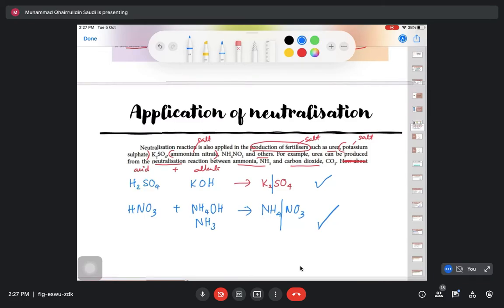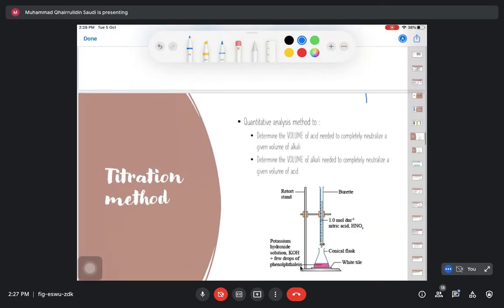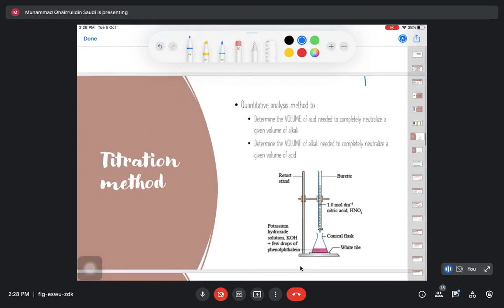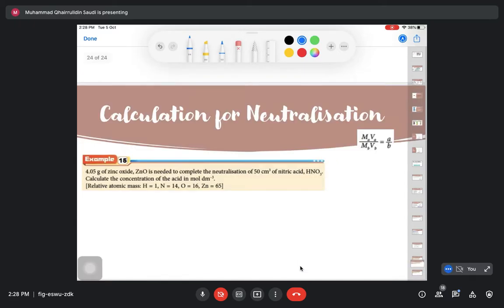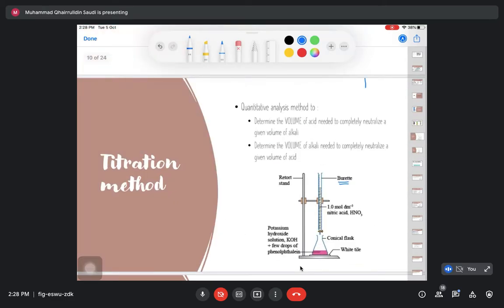Good. Next one is the titration method. Now we are going into experiment. So what is the titration method? You titrate something, by using a burette. Now you have to familiarize yourself with this setup.